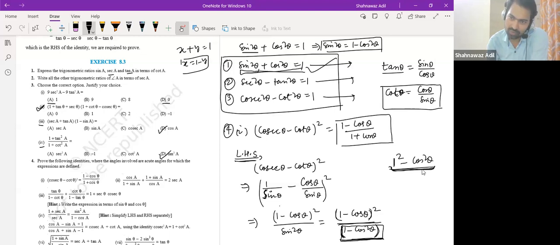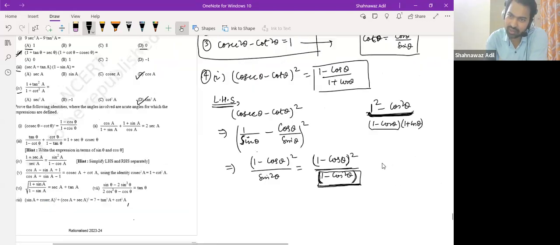So what is this identity? A square minus b square. If I have a square minus b square, what can I do about it? It becomes 1 minus cos theta into 1 plus cos theta. Okay, now you guys got the answer. So we had to cancel this guy, right? So now we have this guy.